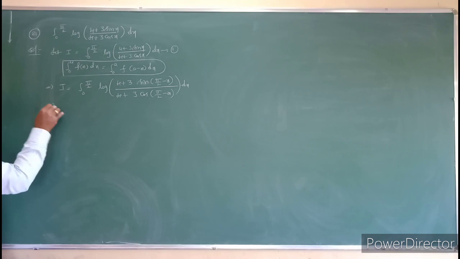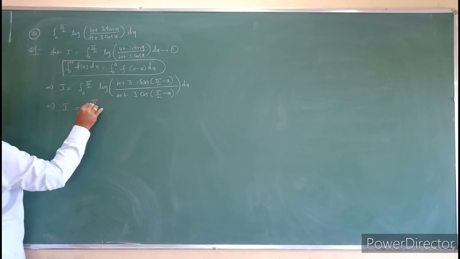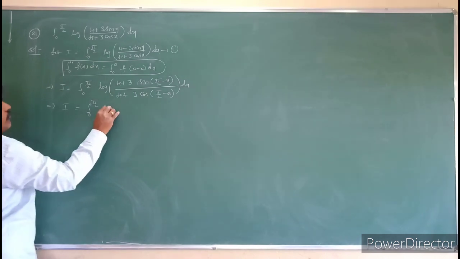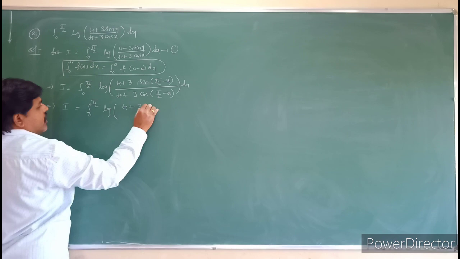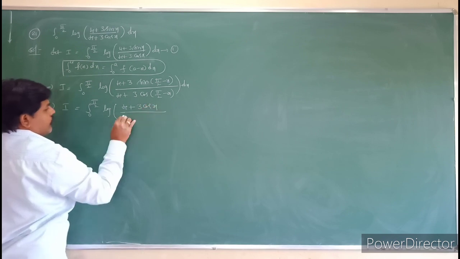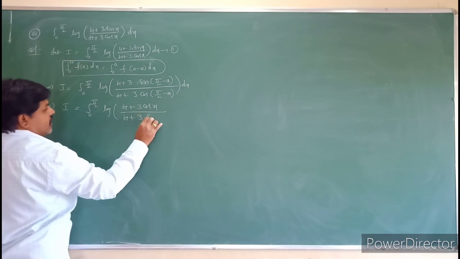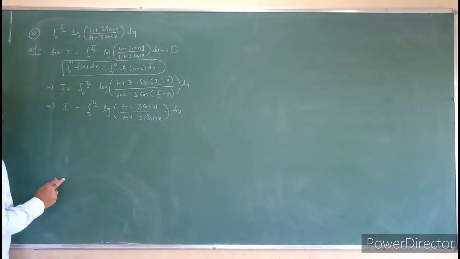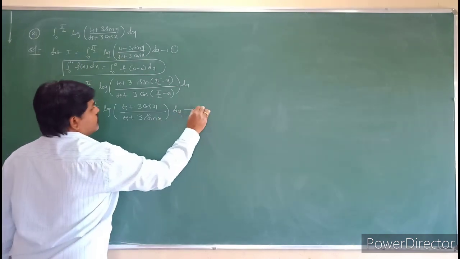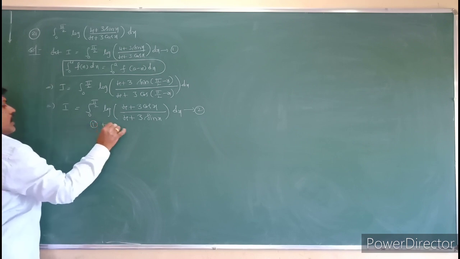So what happens, students? That implies I is equal to integral 0 to pi by 2 log of 4 plus sin 90 minus theta, it will become cos x, by 4 plus 3 into cos 90 minus theta, which is nothing but 3 sin x, into dx. So take this as equation number 2. So add equation 1 and equation 2.